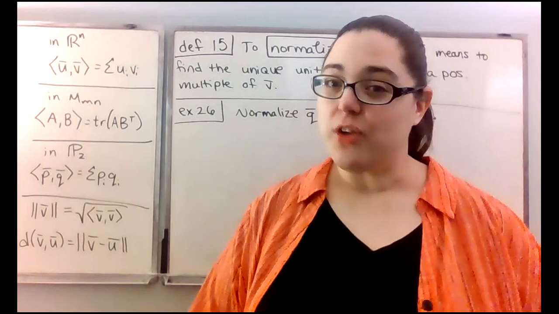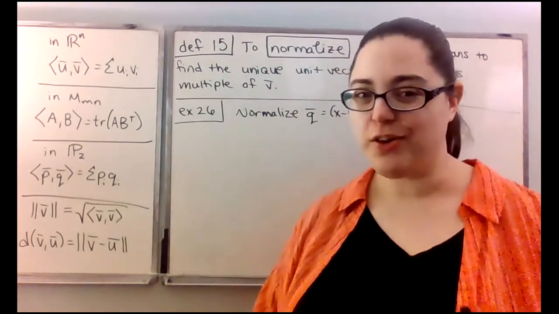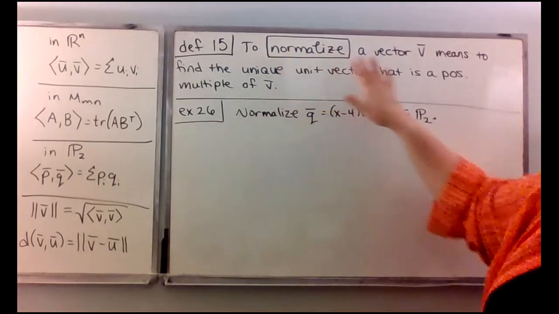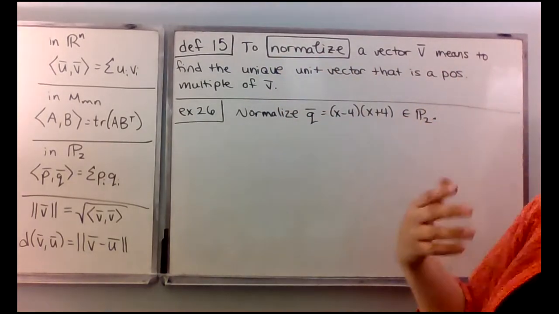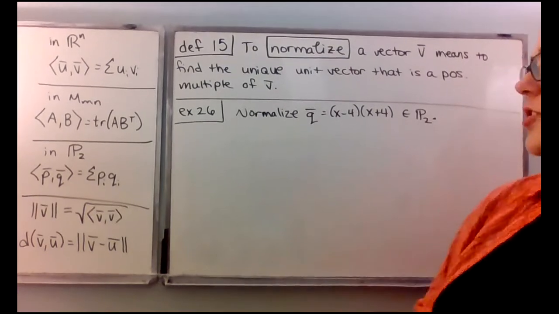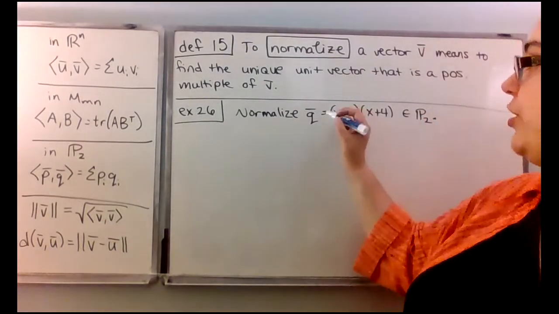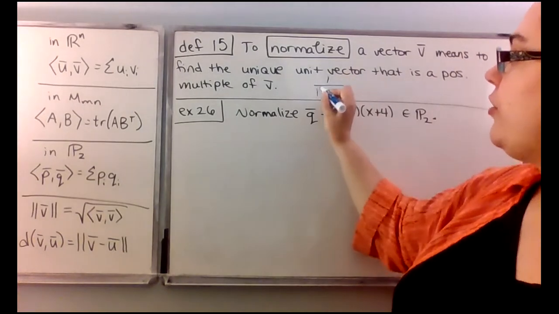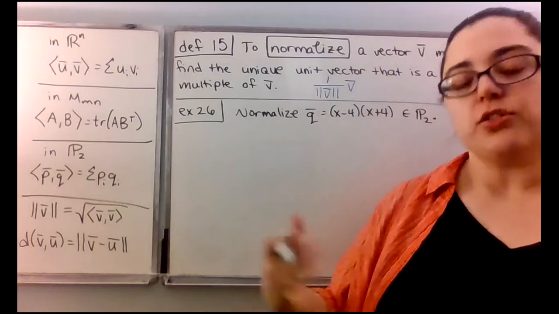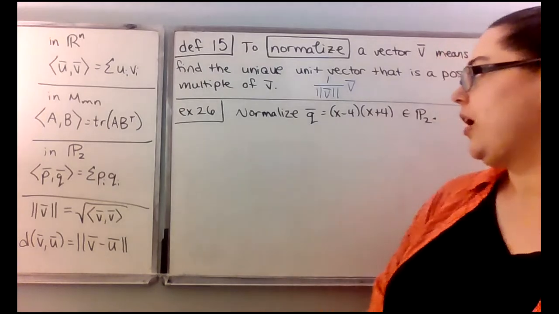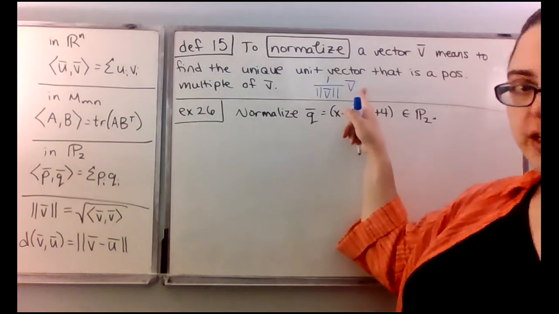All righty, so our last definition is definition 15, and this is to normalize a vector. So to normalize a vector V just means to find the unique unit vector that is a positive multiple of it. When we were talking about our properties of norm, we said that we could find that by doing 1 over the norm of V times the vector V itself. So that's going to be our method. Our first step will be find the norm of the vector and then multiply by that vector.